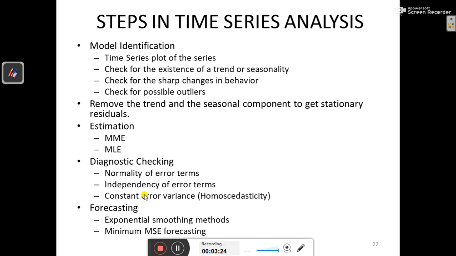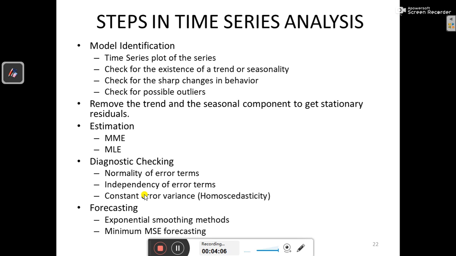The second step is to remove the trend and seasonal component to get stationary residuals. The residuals are the difference between the actual value and the trend value. We can get stationary residuals by removing the trend and by removing the seasonal components. The third step is estimation.